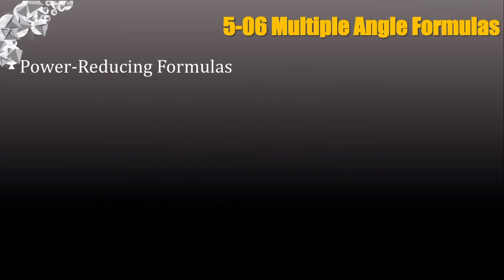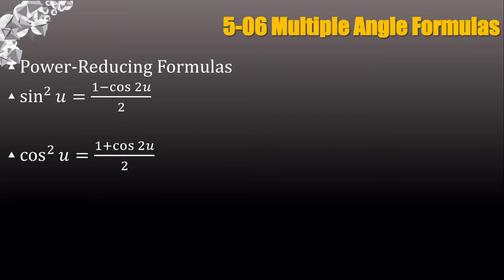Another set of formulas are power reducing formulas. All they did is they took the cosine multiple angle formulas and solved them for the squareds. And then tangent was simply sine squared over cosine squared. So here's sine squared, that's our double angle formula solved for the sine squared. Same thing for the cosine squared, and then tangent squared is just sine squared divided by cosine squared.